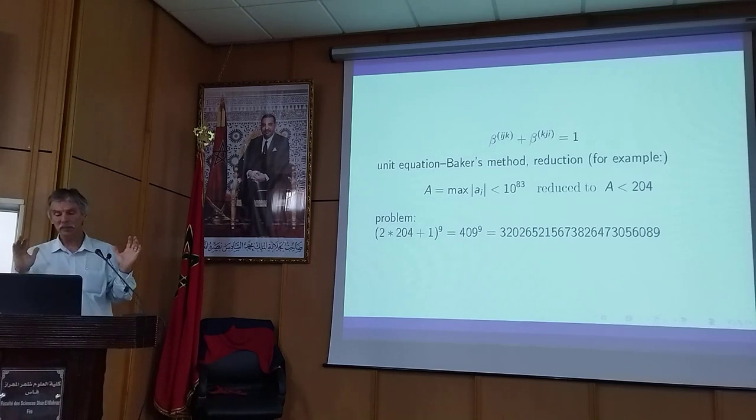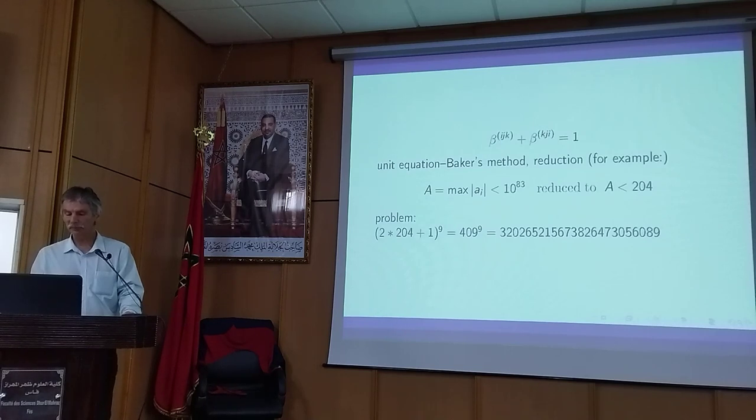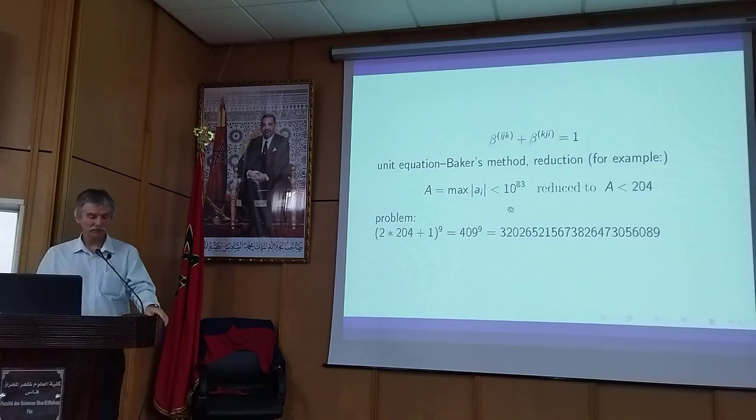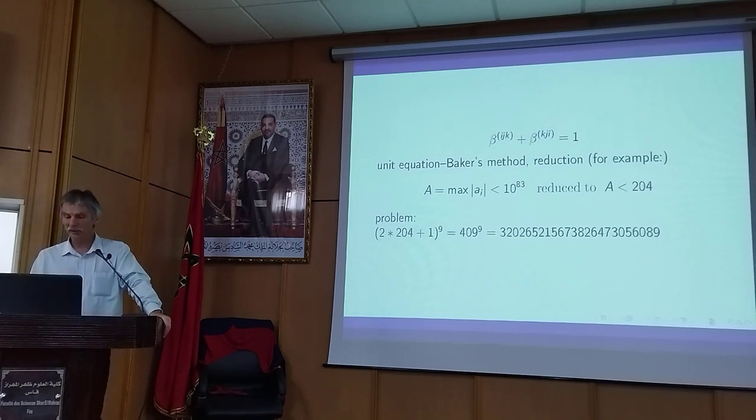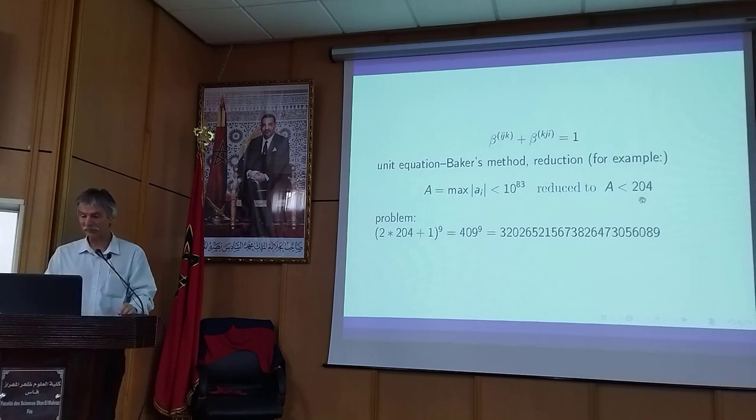I have mentioned yesterday that you can apply Baker's method to solving these unit equations. I'm speaking about an explicit example, which I shall show you later on. The upper bound for these exponents obtained by Baker's method is 10 to the 83, which can be reduced by using that general reduction method for several variables. It can be reduced to 204. So all exponents must be less than 204 in absolute value.